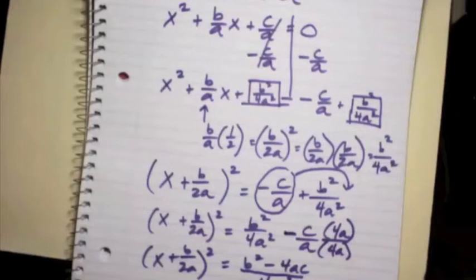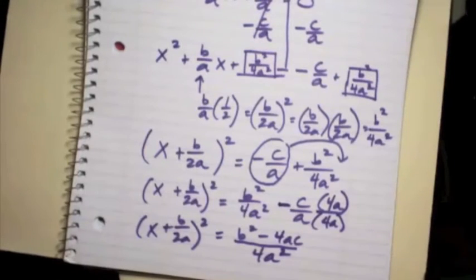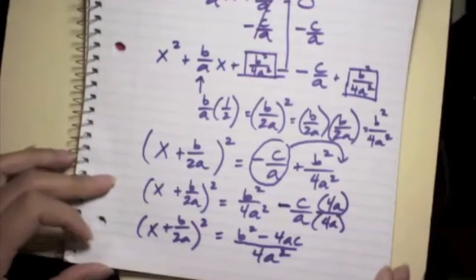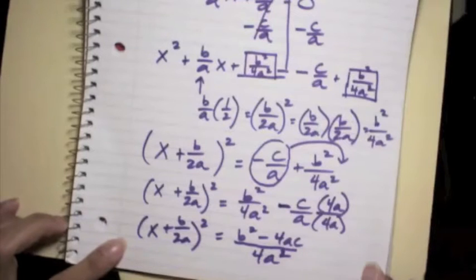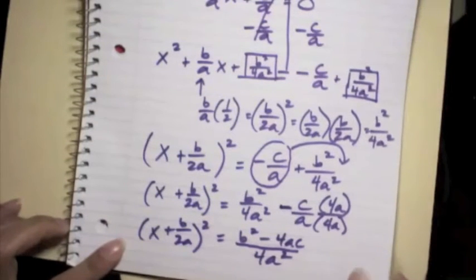Okay, this is what we have so far. And all we've done really is we've completed the square. Okay, so now we're going to go about solving for x, just like you did last night in your homework. Okay, I'm going to rewrite this on some more paper.